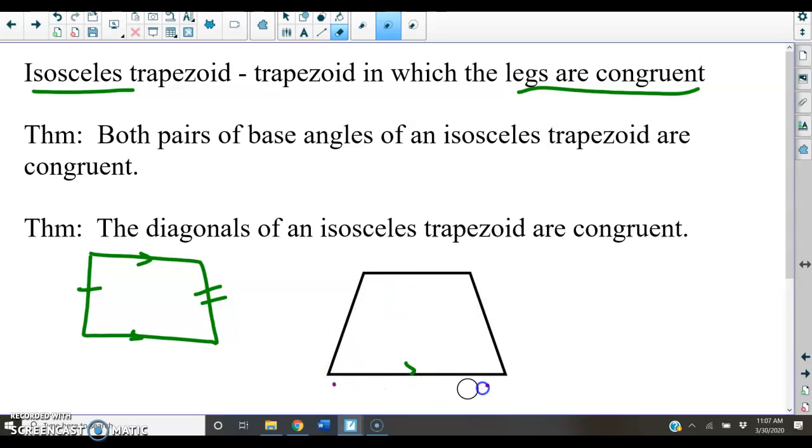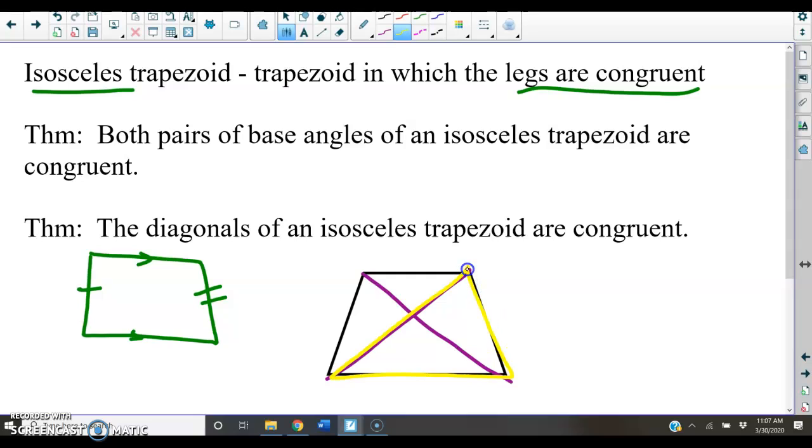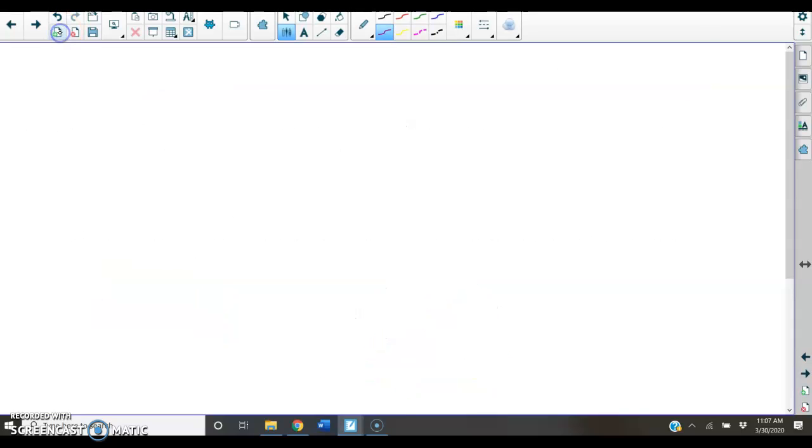The second theorem here says that the diagonals of an isosceles trapezoid are congruent. So this is congruent to this. That wouldn't be too hard to see. Let me put this one as yellow. Since it's isosceles, these base angles are the same, this is the same to itself. The purple triangle and the yellow triangle are going to be congruent, so corresponding parts are congruent.